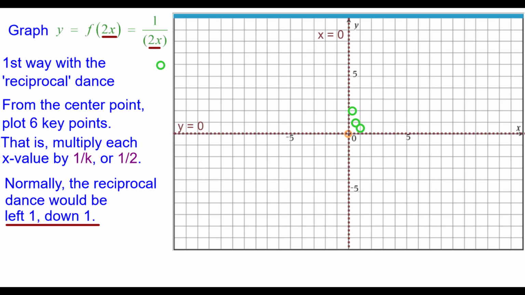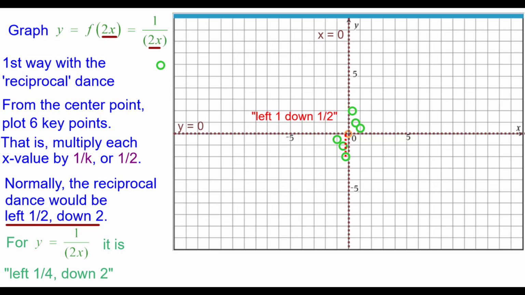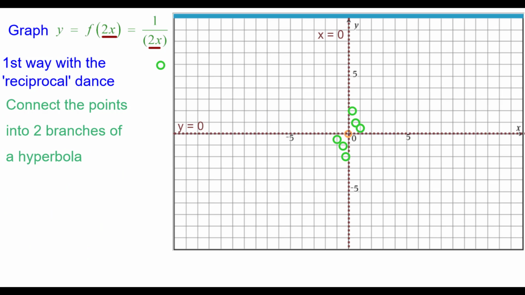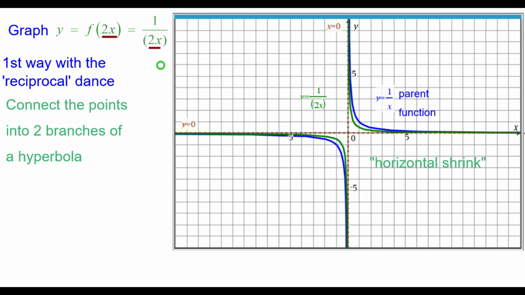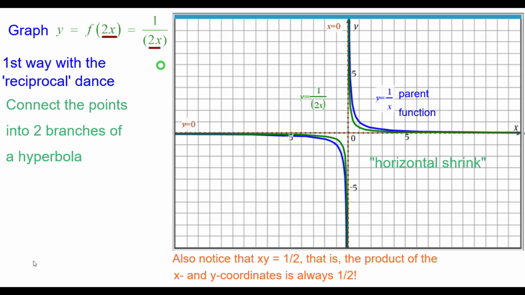Left 1, down 1 is our normal reciprocal dance, but for this one it will be left 1/2, down 1. Left 2 down 1/2 is normal, but half of that would be left 1 down 1/2. And then finally left 1/2 down 2 becomes left 1/4 down 2. And now we can connect the points into 2 branches of a hyperbola. Comparing that to the parent function, this is a horizontal shrink of the parent function. Also notice that the product of x times y on the green function is always 1/2.